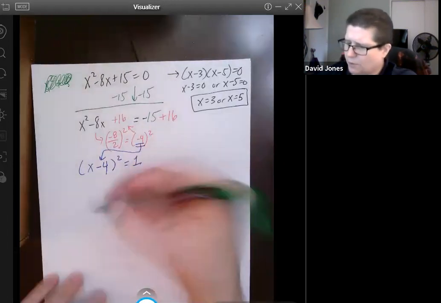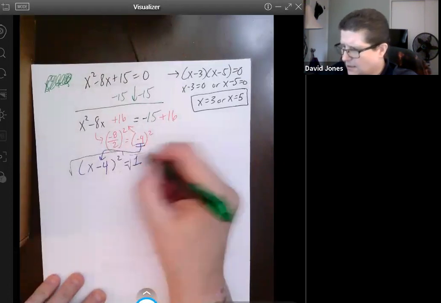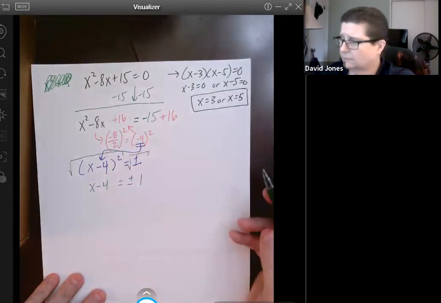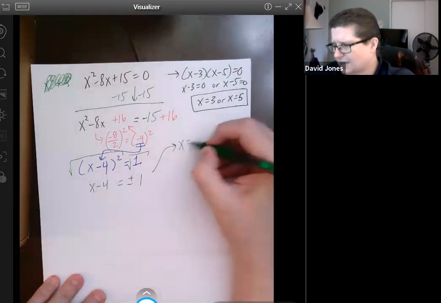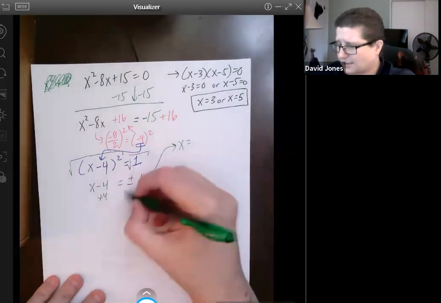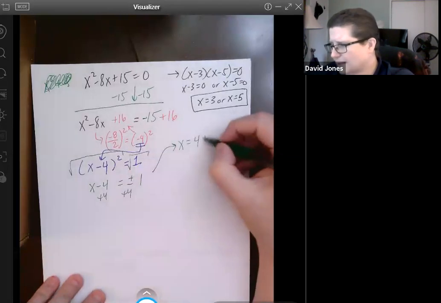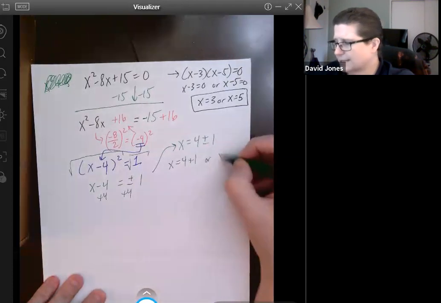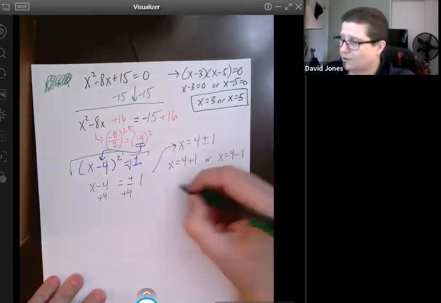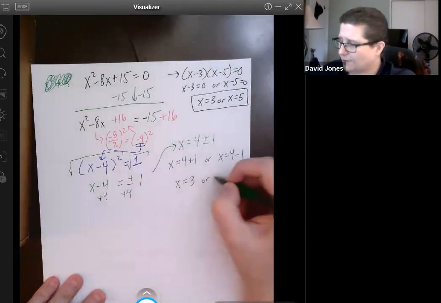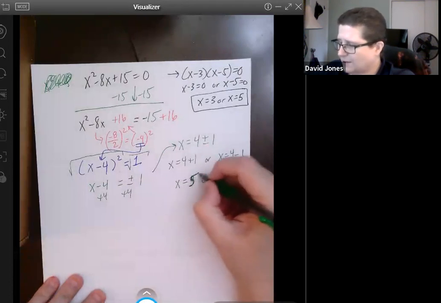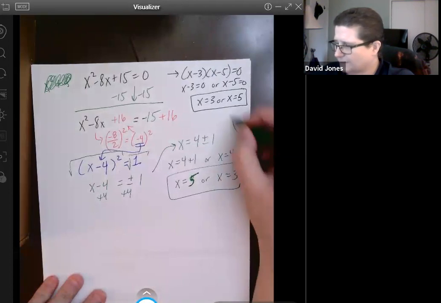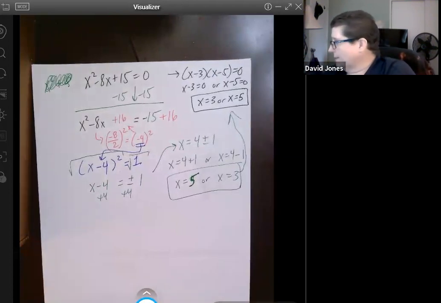Now I can take the square root of both sides, and I get x minus 4 equals plus or minus 1. X equals, if I add 4 to both sides, 4 plus or minus 1. And I split that into two options, x equals 4 plus 1 or x equals 4 minus 1, which gives me x equals 5 or 3 there. And 4 minus 1 is x equals 3. Those are the values I had up there. All right.